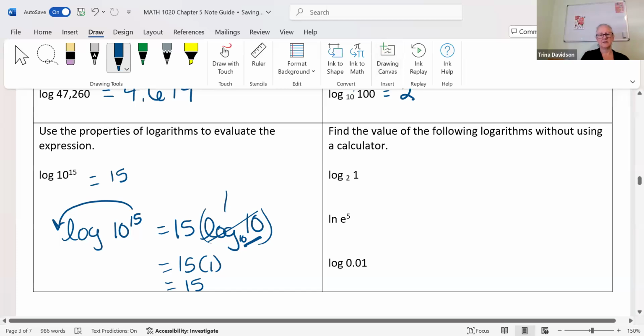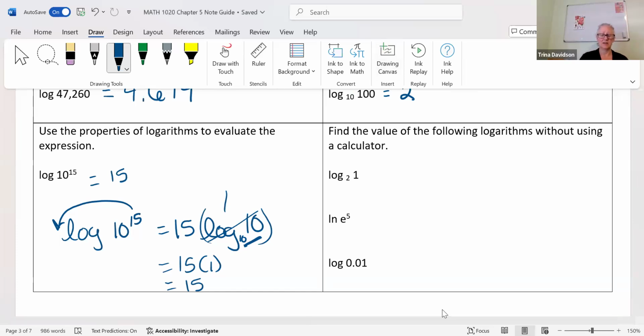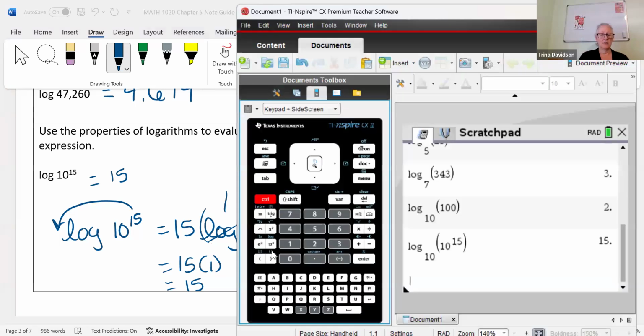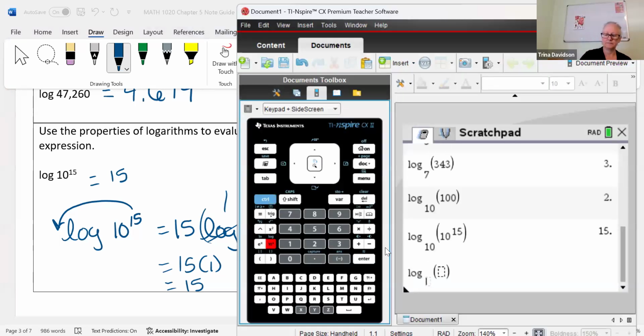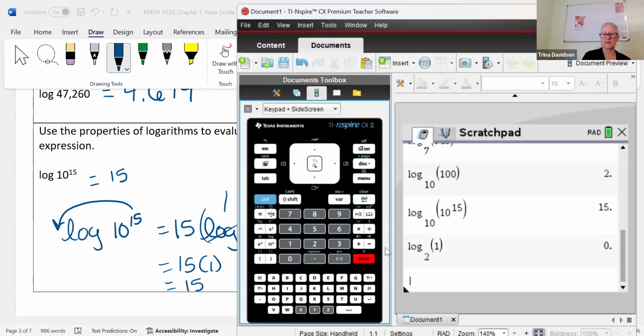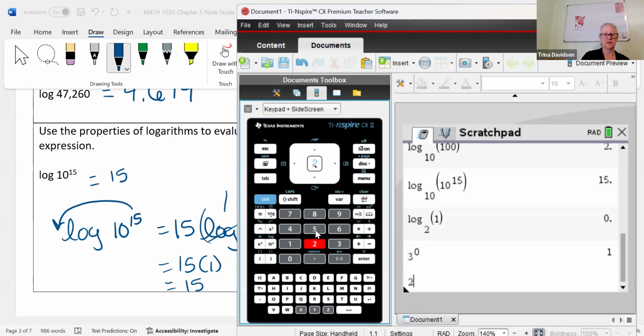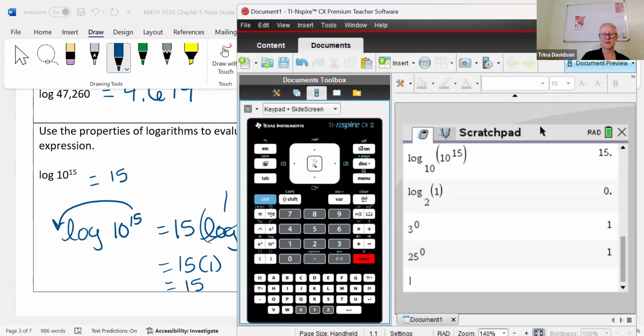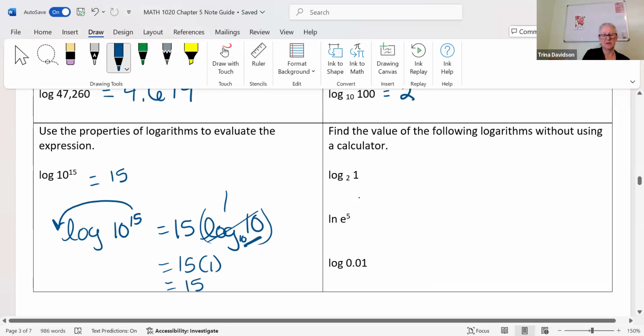Right, and then these over here are some special cases. So 2 to the what power gives you 1? Okay, 0. Anything to the 0 power, you may or may not remember this, gives you 1. So that's why that one is going to be 0.